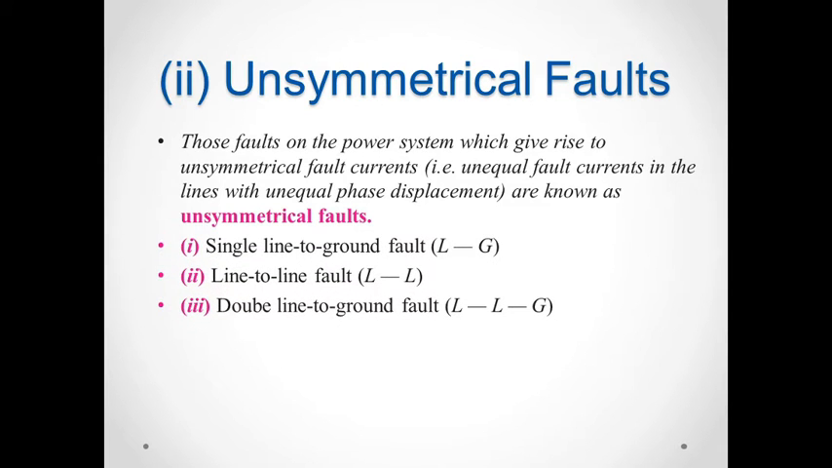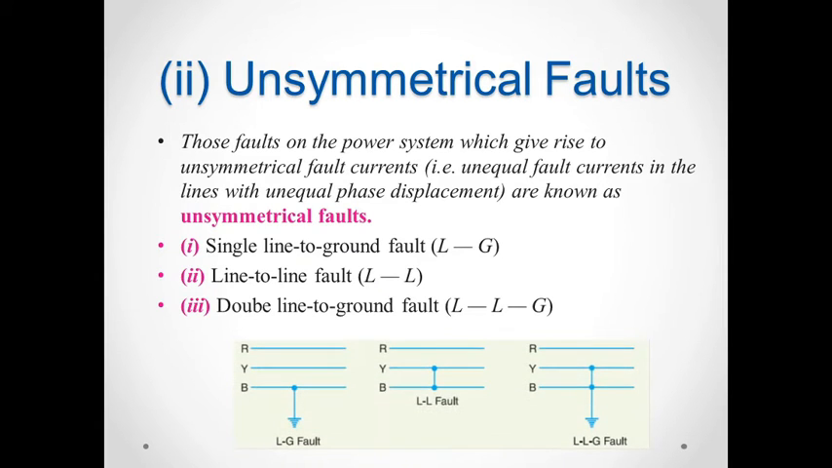In this type of fault, the current can further be divided into the single line to ground fault, i.e. the faults occurring between the line and the ground, the line to line faults, the faults occurring between two lines, and the double line to ground faults, the two lines and the ground faults. These are some of the types of unsymmetrical faults.